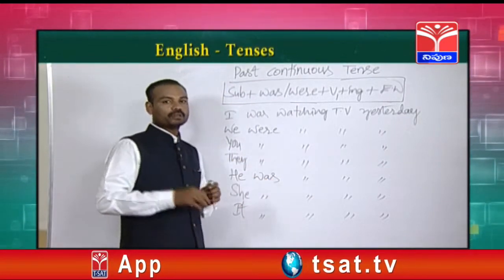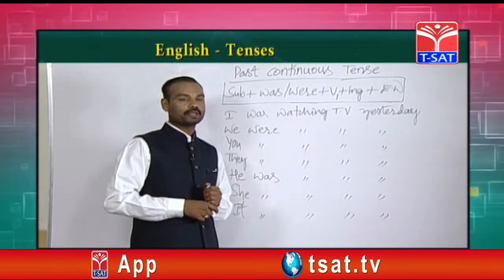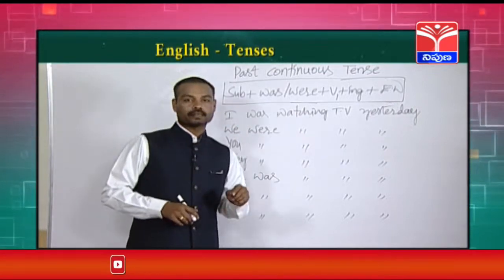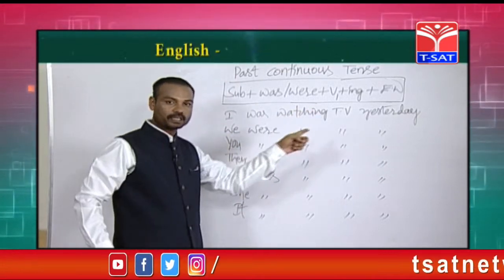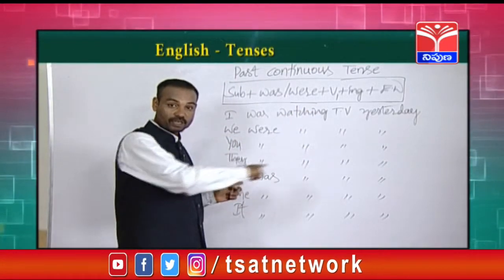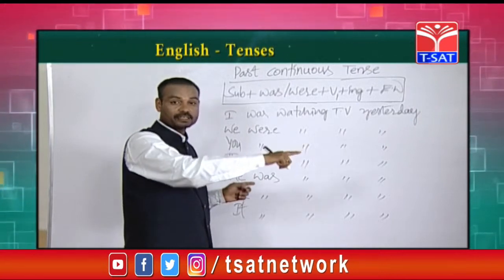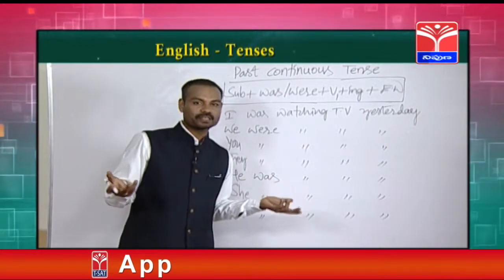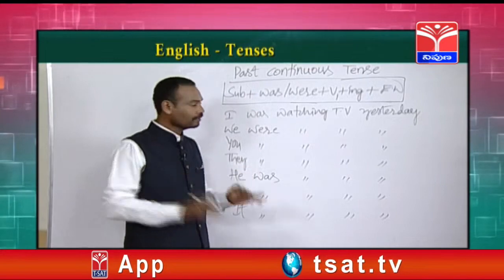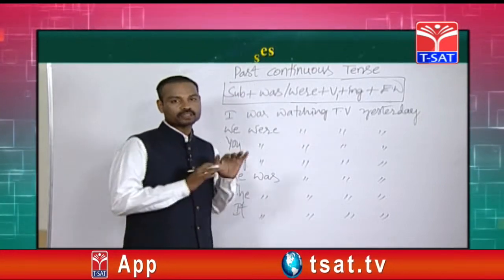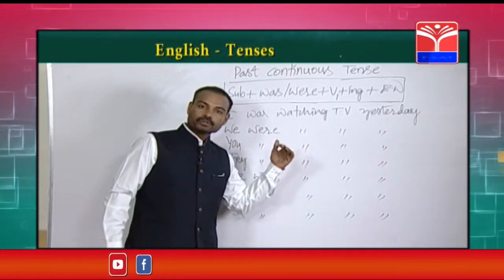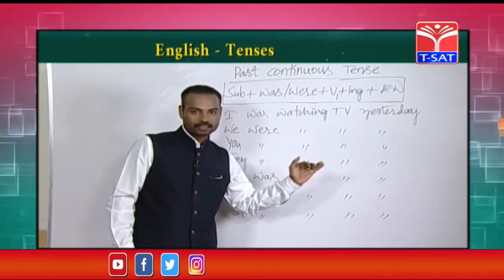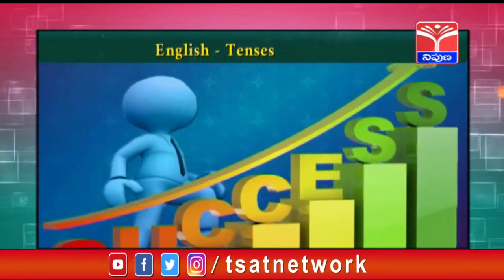Let's see one more example. Playing tennis, for example. I was playing tennis yesterday. We were playing tennis yesterday. You were playing tennis yesterday. They were playing tennis yesterday. He was playing tennis yesterday. She was playing tennis yesterday. Like that, you can write a number of examples. But in the examination, they don't ask you questions like this. So friends, now I am going to show you how the questions are asked in past continuous tense.